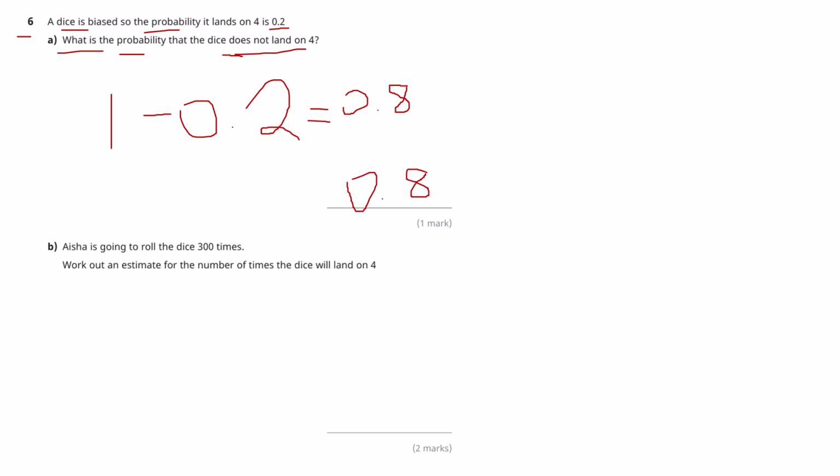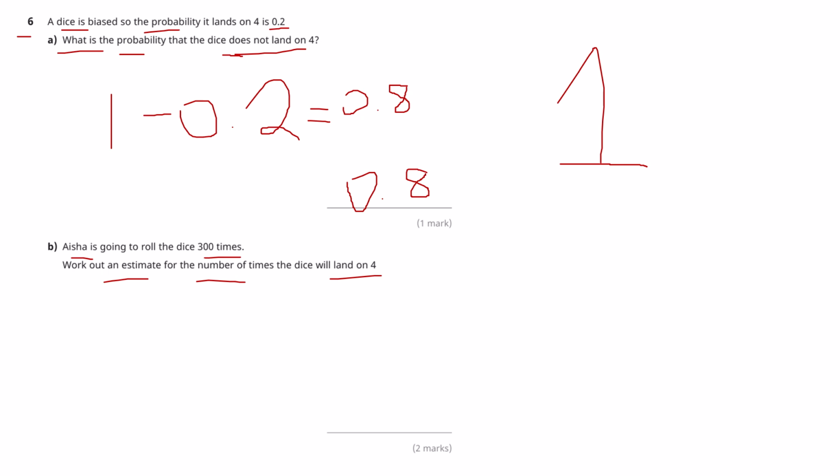So probability always has to add up to make 1. Please always remember that. That's very important. Part B, Aisha is going to roll the dice 300 times. Look at an estimate for the number of times it will land on 4. So this is called your expected frequency.